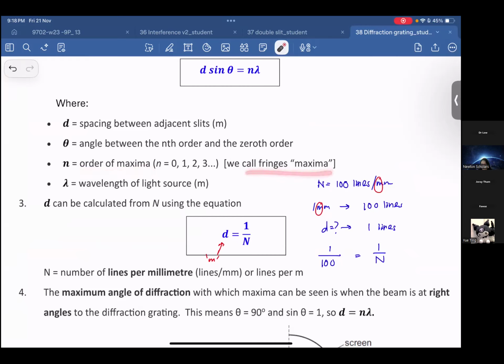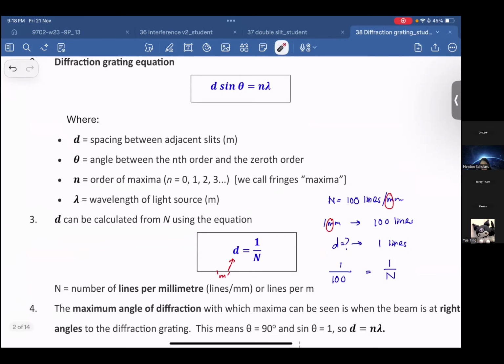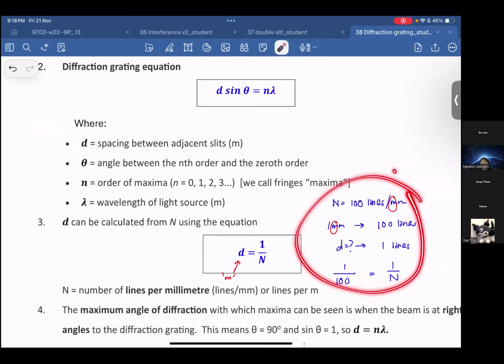We call fringe as maxima. Until here, any question? Later on we do some calculation, then I will explain more how we convert to meter. Okay, so you got the idea.